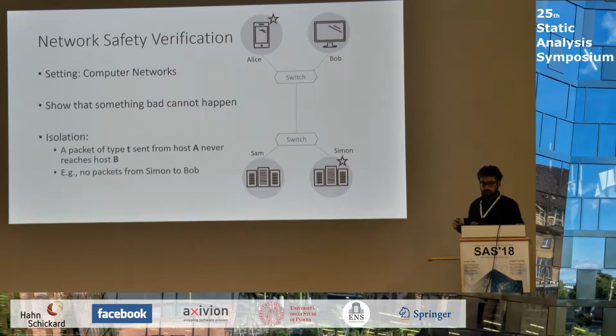Hosts who have a high security clearance, that would be Alice and Simon, and hosts that have a low security clearance, that's Bob and Sam. You want to make sure that data that originated from Simon never reaches Bob.